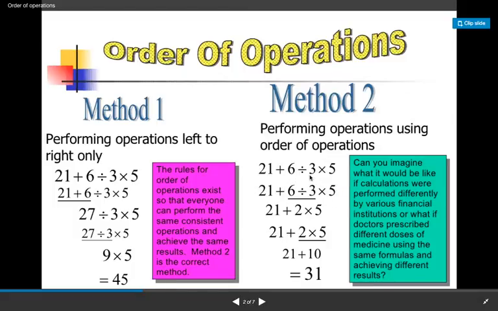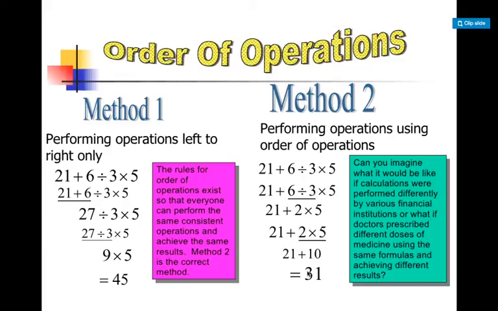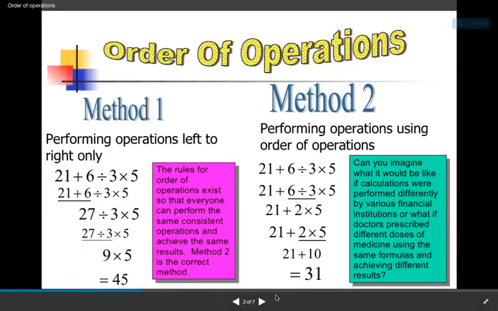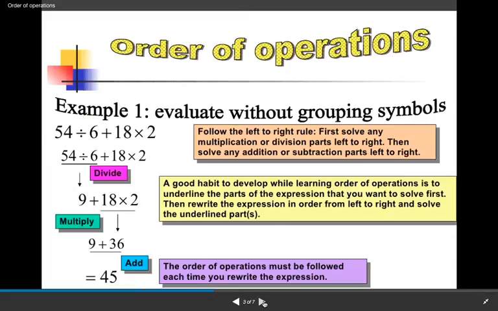In order of operations, the first thing we're going to do is division, because it appears before multiplication when we read the problem from left to right. Then we're going to do our multiplication. Then we do addition. So as you can see, there's two completely different answers. One is correct, one is not. So it's really important we make sure we're using order of operations in our problems.